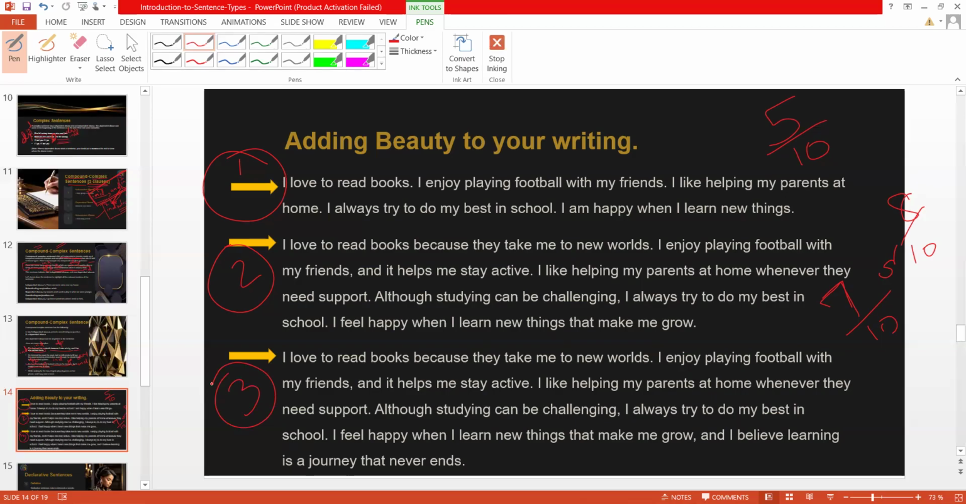I love to read books because they take me to new worlds. I enjoy playing football with my friends and it helps me stay active. I like helping my parents at home whenever they need support. Although studying can be challenging, I always try to do my best in school. I feel happy when I learn new things that make me grow. And I believe learning is a journey that never ends. So there's only one compound complex sentence at the end.